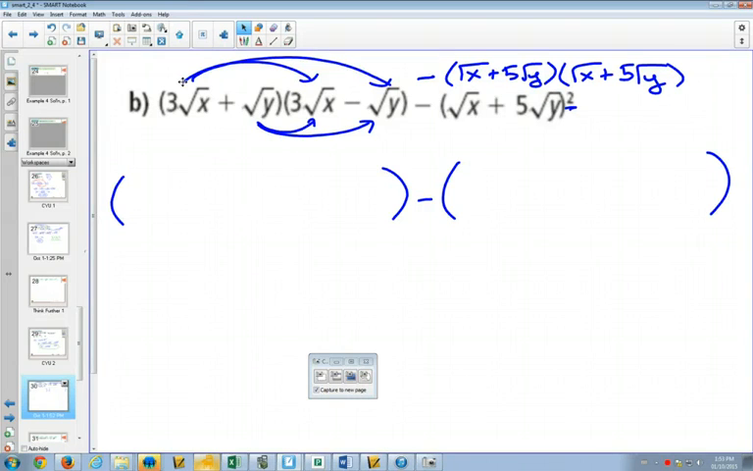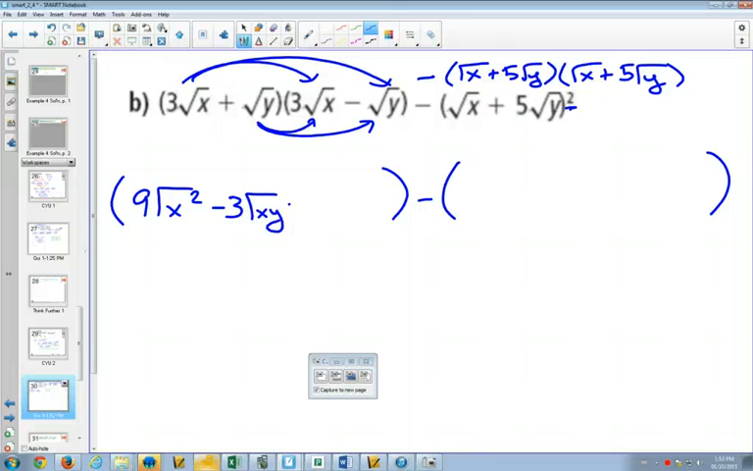Now when I multiply the first ones, I'm going to get 3 times 3, 9 root x squared, minus 3 root xy from the outside, plus 3 root xy from the inside, and finally minus the square root of y squared.